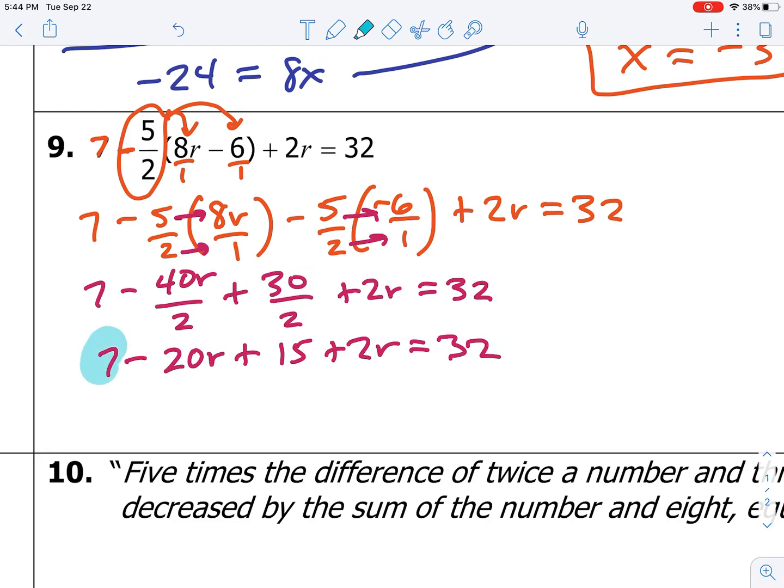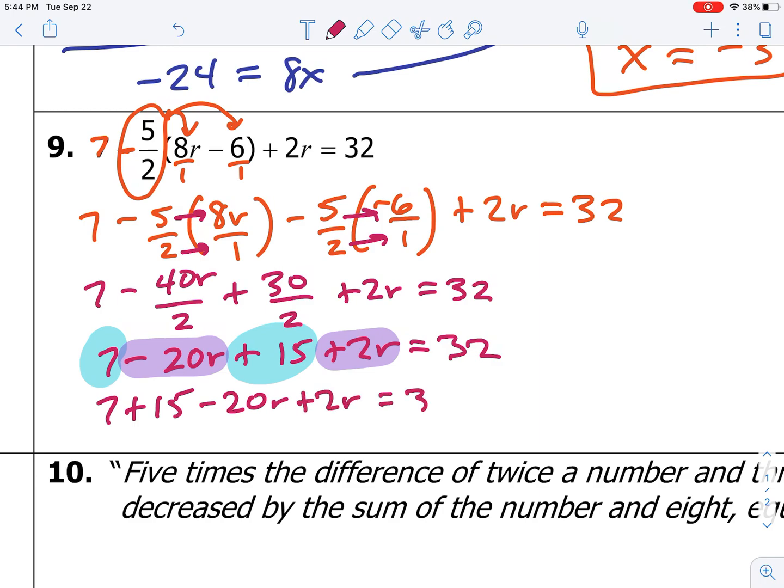So from here, I'm looking for like terms. I see a 7 and a positive 15. So on the left side, I'm going to put 7 and positive 15 next to each other. I also see a negative 20r and a positive 2r that I'm going to put next to each other. And then I'm going to combine like terms.